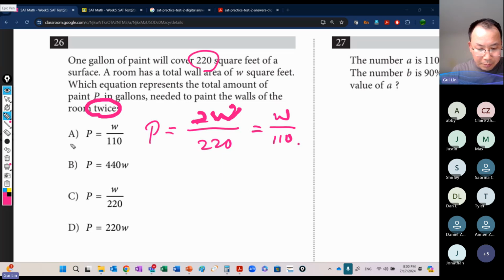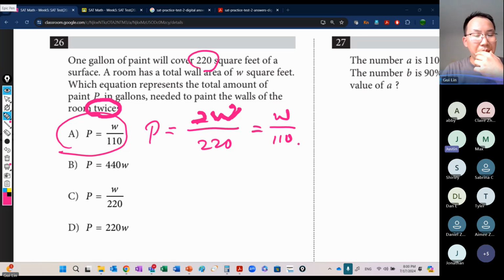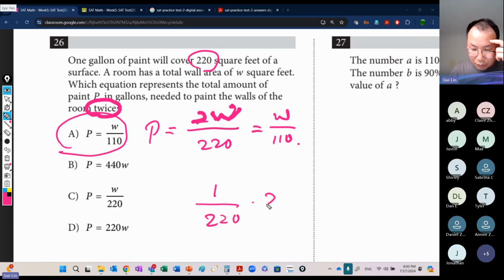So it would be A. It's pretty decent, right? Because 1 gallon covers 220, and the total is 2W. That's all that's required.